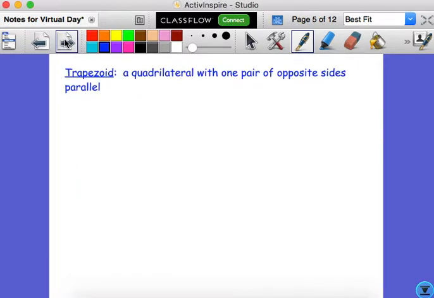Now we're going to shift into talking about a trapezoid. So again, I would recommend that you write this on your property sheet. A trapezoid is a quadrilateral, meaning a 4-sided figure, with one pair of opposite sides parallel. Pause the video if you need to jot that down.